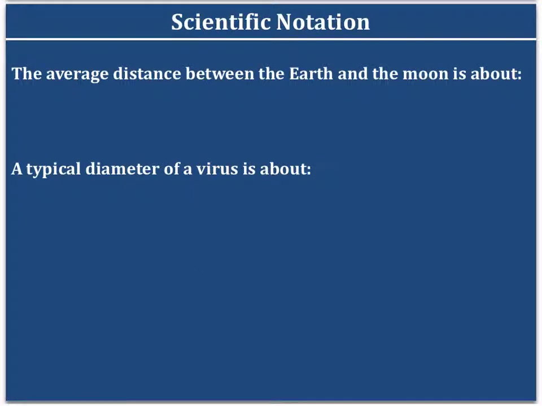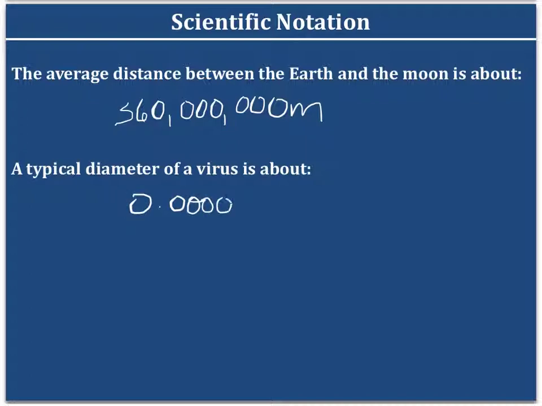In science, we're often dealing with numbers that are really large or really small. Let's do a couple examples. The distance between the Earth and the Moon is about 360 million meters. That's a pretty large number. Let's think of the opposite end of the spectrum. A typical diameter of a virus is about 0.000000001 meter, so a very small number.